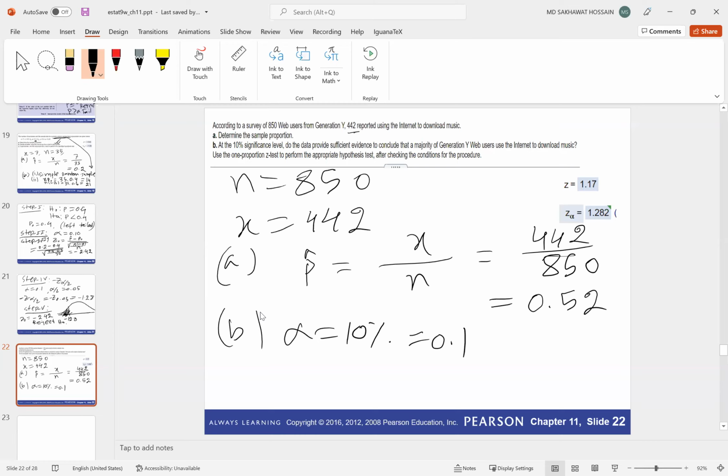So do the data provide sufficient evidence to conclude that a majority of generation Y web users use the internet to download music? So what does it mean by majority? Majority means the proportion is greater than 0.5, right? So that means we want to do a hypothesis test to see whether the true proportion is greater than 0.5 or not, right? So we want to test p greater than 0.5.